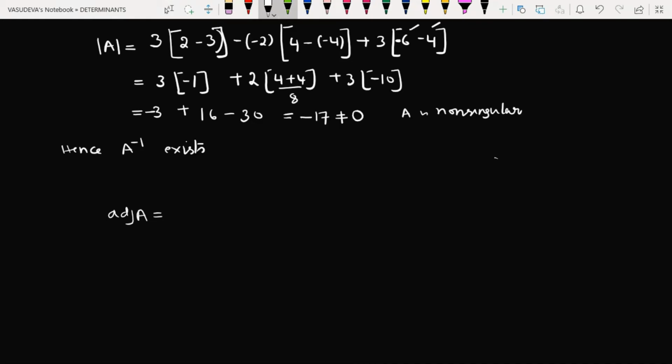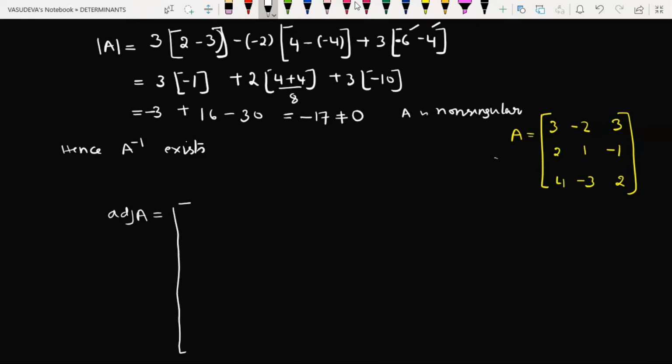It is better to write once again, let us write the matrix A for reference here. So I am writing the matrix once again: 3, minus 2, 3, and 2, 1, minus 1, and 4, minus 3, 2. So here, for the adjoint of A, let's take the transpose of the cofactor matrix.